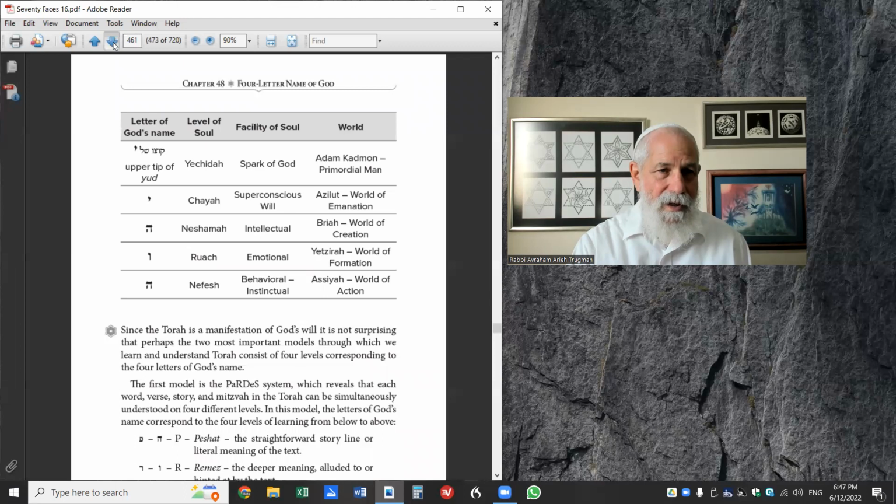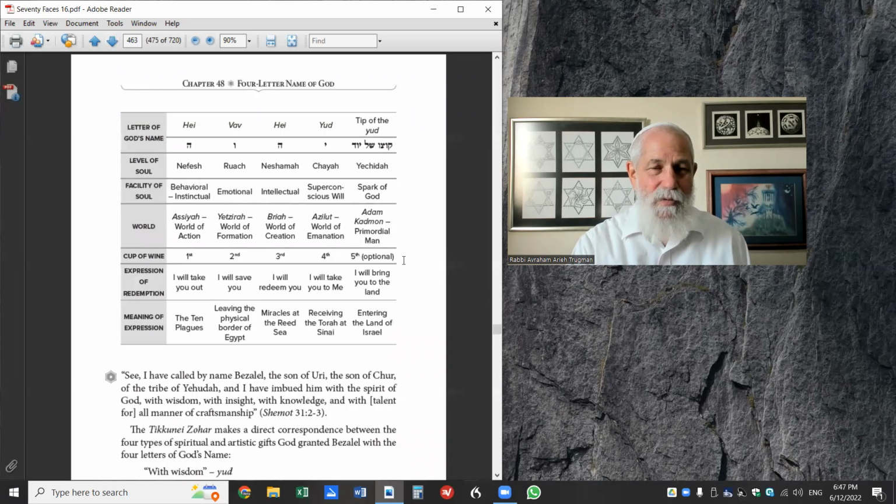Okay, now we're going to do another one. And this one actually is from the Haggadah. I mean, it's a chart based on the Haggadah. Obviously, this would take a lot of explanation, but let's just go through it from top to bottom according to the left column. So first we see the 4 letters of God's name and the tip of the Yud. And we see which level of soul it relates to. And here, the faculty of the soul and the world. So this we've learned before.